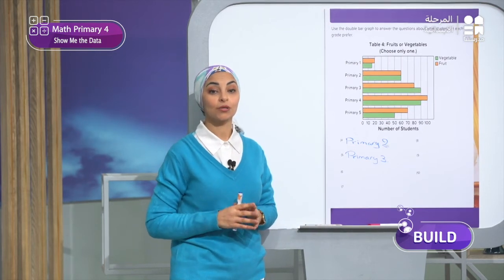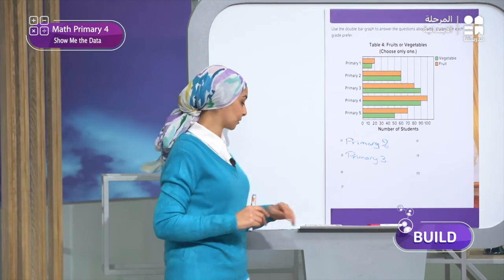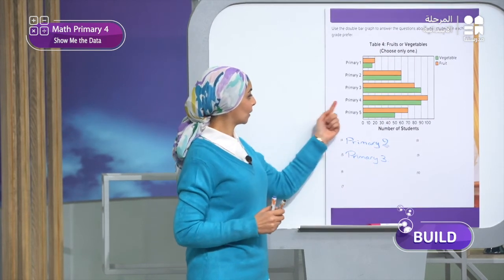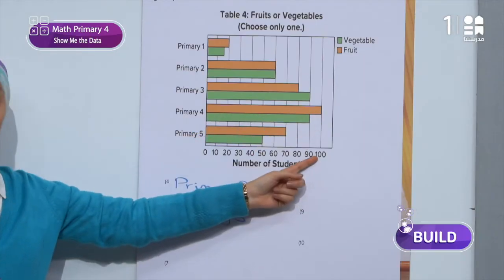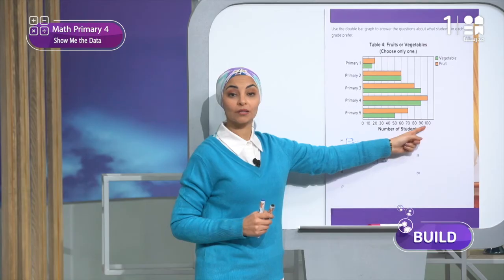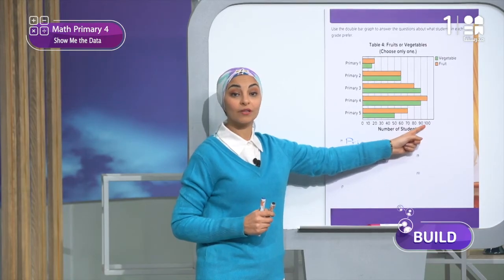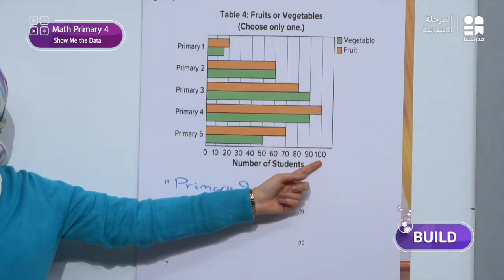So let's see how many students in primary 4 like fruit. Let's look at primary 4. How many students like fruit? Look here. Yes, there are 100 students, right? You need to look at the line drawn from the end of the bar. From the end of the bar, I go down and I find 100 students.